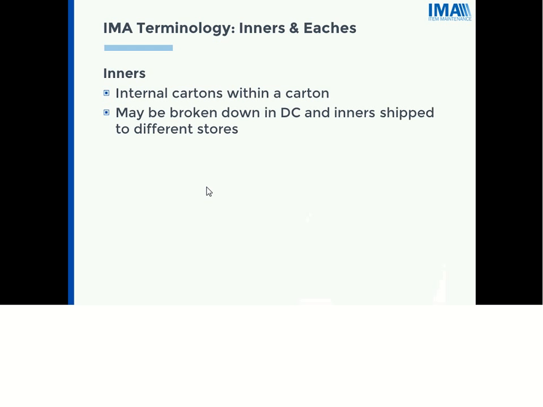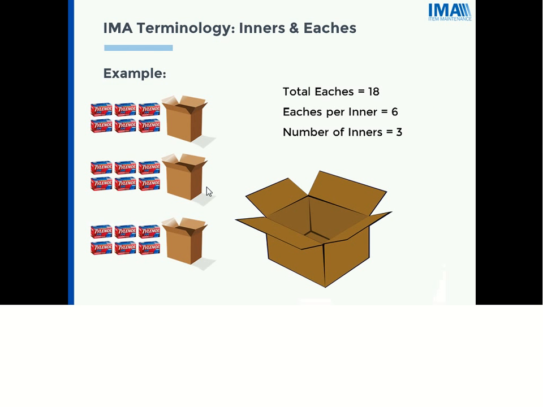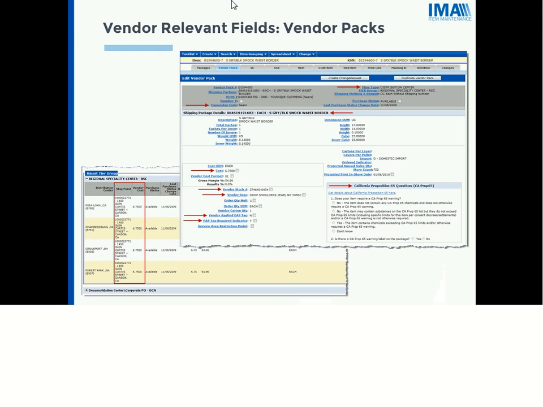So there's a bit of terminology I wanted to go over with you as well, called inners and eaches. Inners are internal cartons within a carton, and they may be broken down in our DC, and then the inners shipped to different stores. So let me go back to this page real quick. You'll see here we have total eaches, eaches per inner, and number of inners.